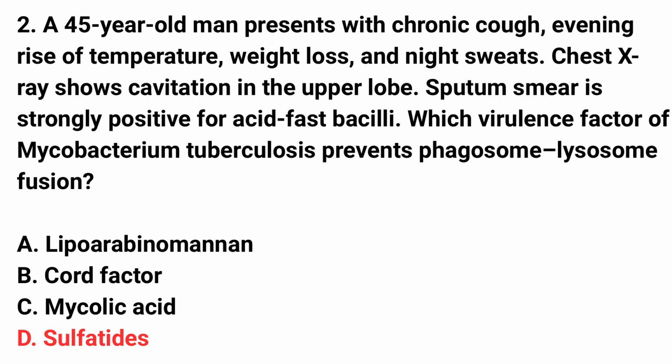Sulfatides, or sulfated glycolipids, produced by Mycobacterium tuberculosis inhibit the fusion of phagosome with lysosome inside macrophages. This allows the bacteria to survive and multiply intracellularly, contributing to chronic infection and disease.